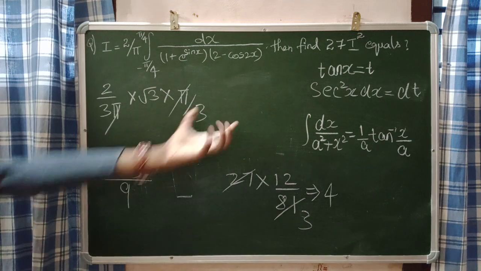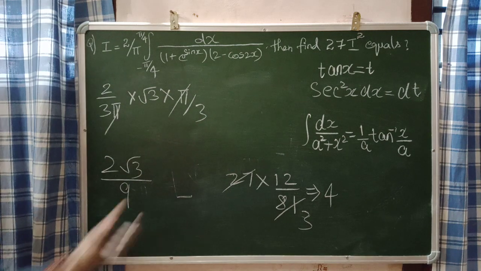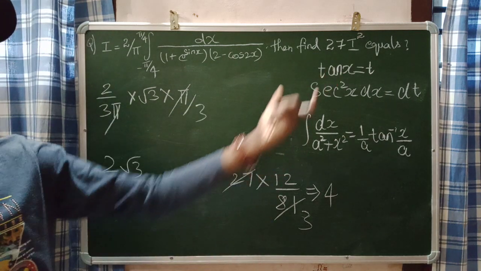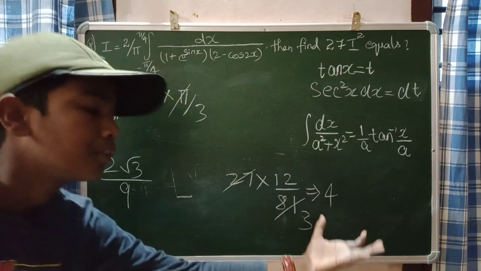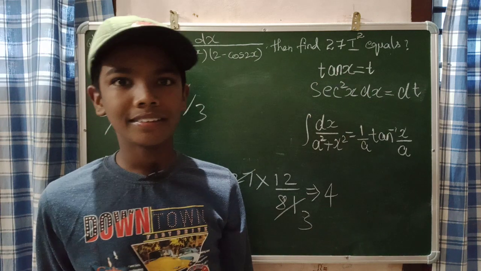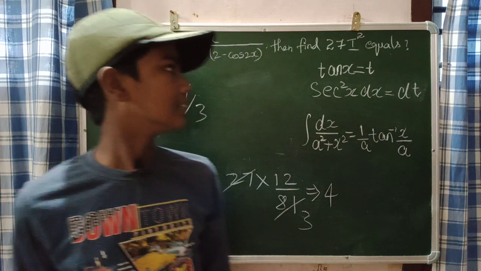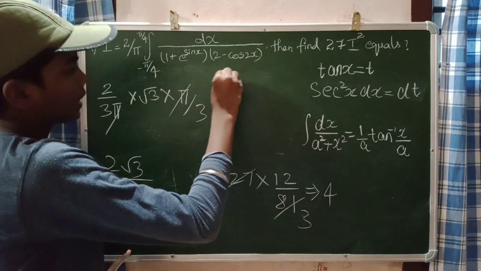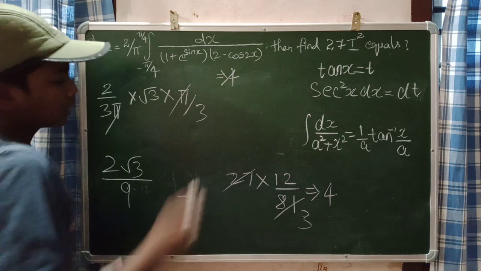Just solve it, guys, because I is equal to 2 root 3 by 9. Put the value of I as 2 root 3 by 9, then find the value of 27 I square and you will get the answer as 4. This is JEE Advanced. So the answer for this question is 4, guys.